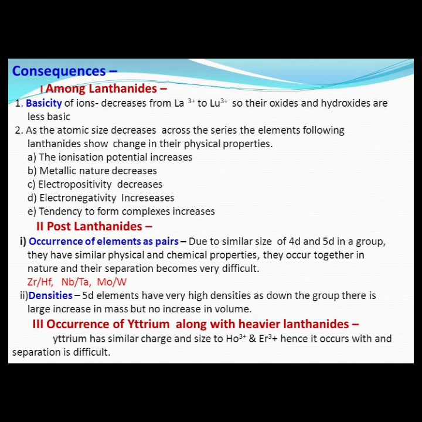Post-lanthanides. Occurrence of elements as pairs. Due to the similar size of 4d and 5d elements in a group, they have similar physical and chemical properties. They occur together in nature and their separation becomes very difficult. Densities: 5d elements have very high density as down the group there is a large increase in mass but no corresponding increase in volume. With the heavier lanthanides, yttrium has similar charge and size to holmium 3+ and erbium 3+, hence it occurs with them and separation is difficult.